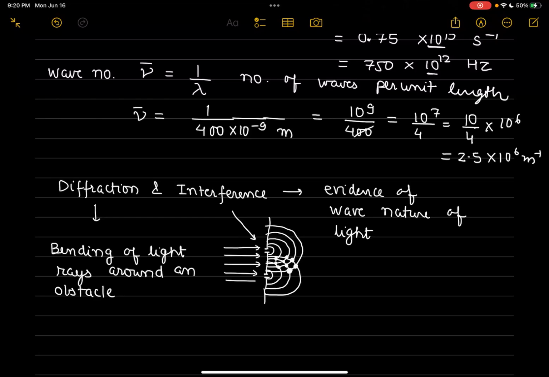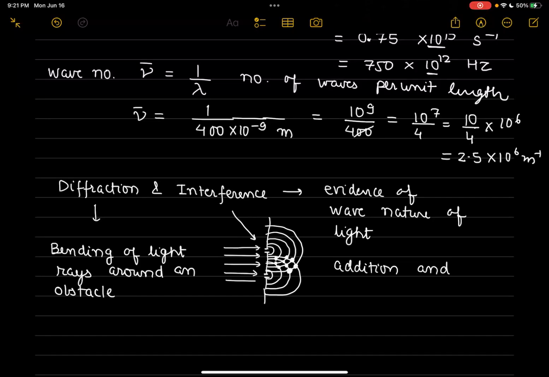So interference is basically addition and subtraction of waves, meaning the meeting of waves. The two waves meet. They can meet either crest to crest, or they can meet trough to trough.